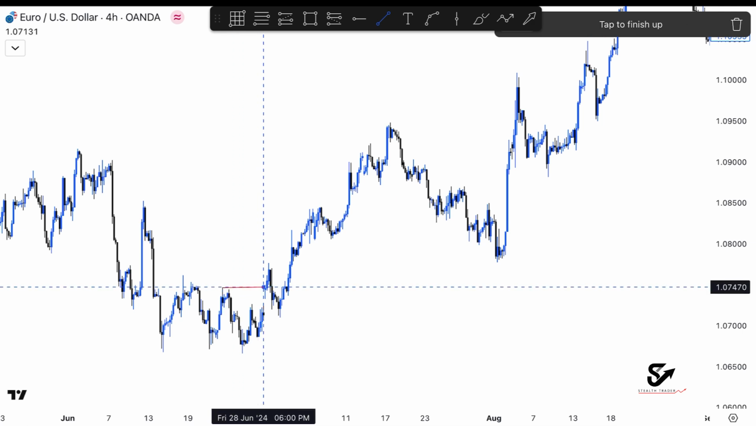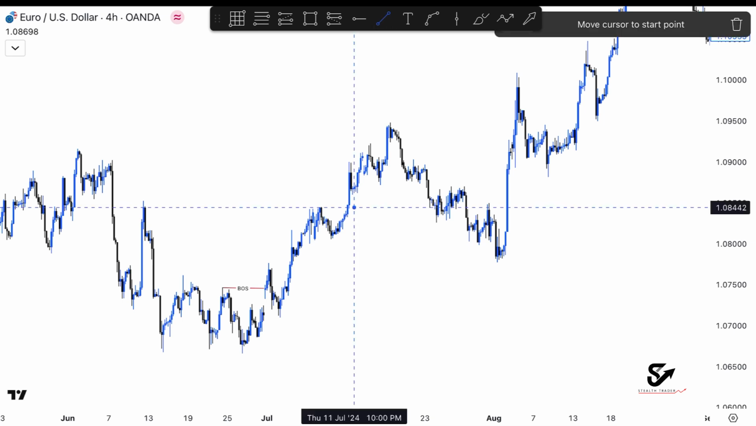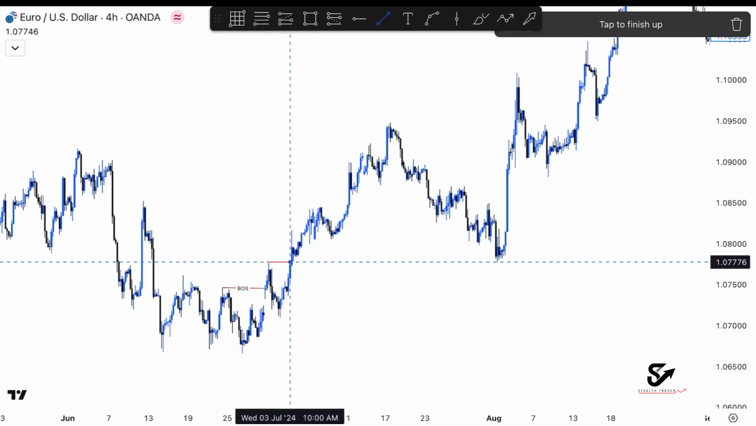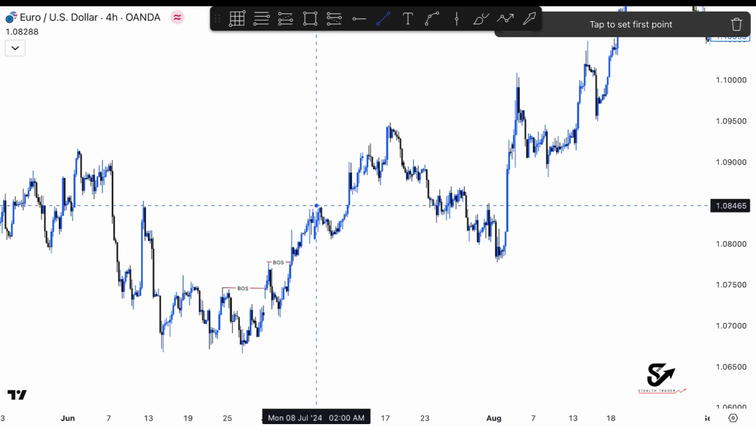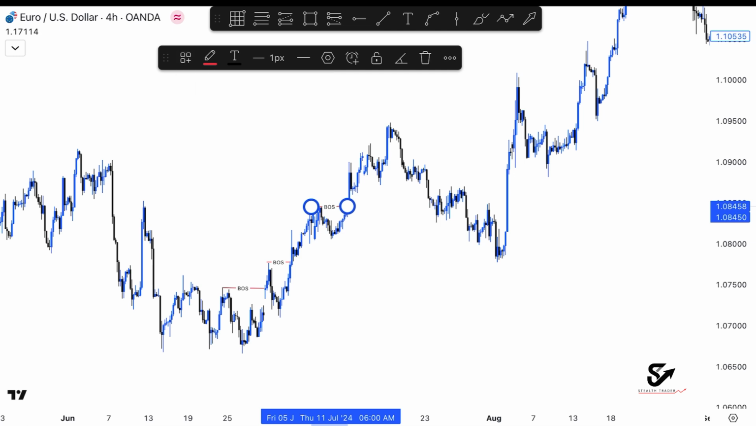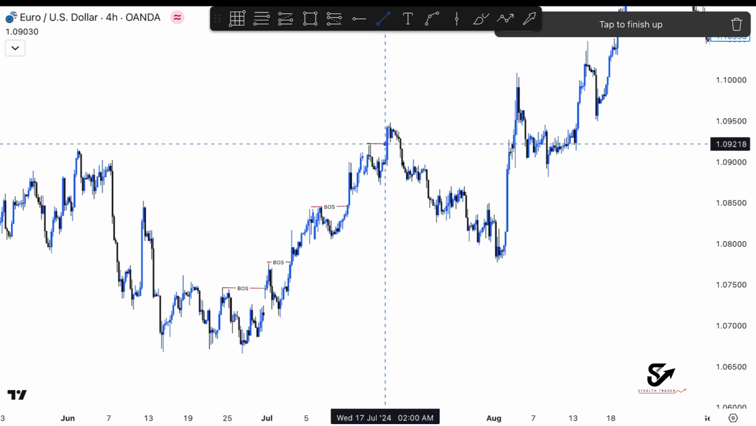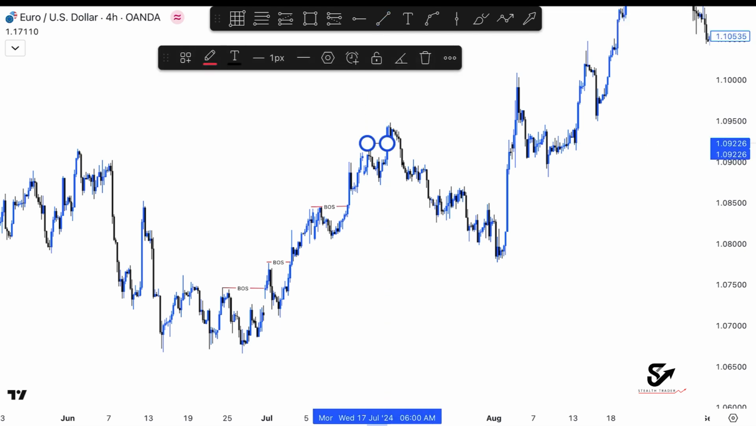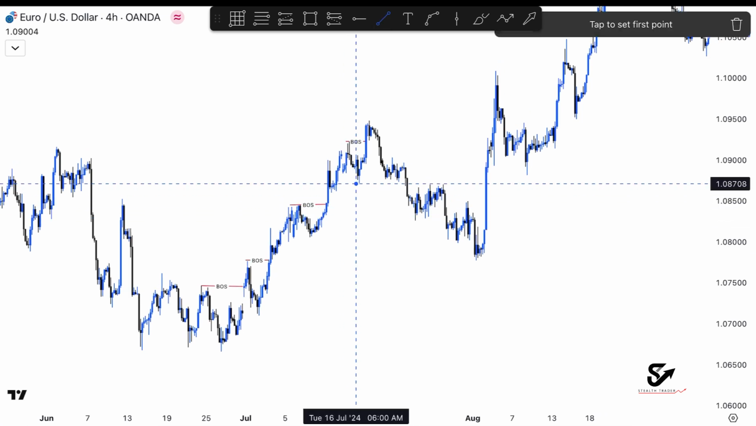The market broke this particular high right here. That is a break of structure, BOS, right? Same thing happened here, a break of structure. Same thing happened here, a break of structure. Easy and straightforward. You can see the market keeps making higher highs and higher lows. Same thing right here, a break of structure. Easy and straightforward.